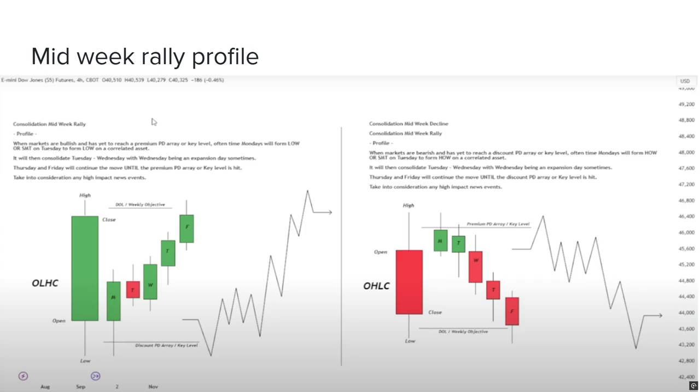Oftentimes Mondays will form the low, or an SMT on Tuesday to form the low on a correlated asset. Do you guys understand what I mean by this? That pretty much means that the correlating pair will go for the high or low while ES fails to, or NQ fails to, so you have an SMT. It will consolidate Tuesday, Wednesday, with Wednesday being an expansion day sometimes.